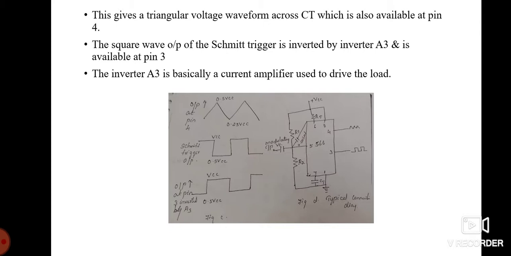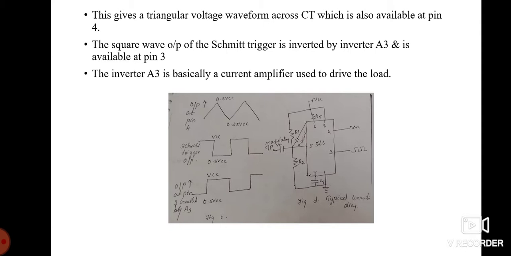Since the source and sink currents are equal, the capacitor charges and discharges for the same amount of time, that is, the charging and discharging times will be the same. This gives a square waveform. Due to the charging and discharging of the capacitor, we get the triangular voltage waveform across CT, which is also available at pin number 4.